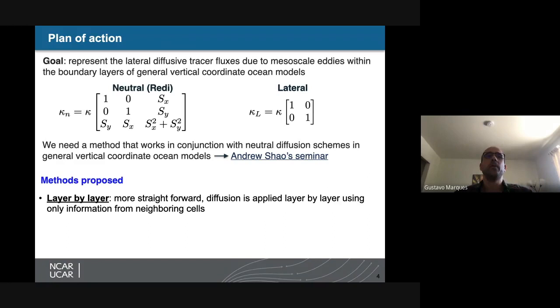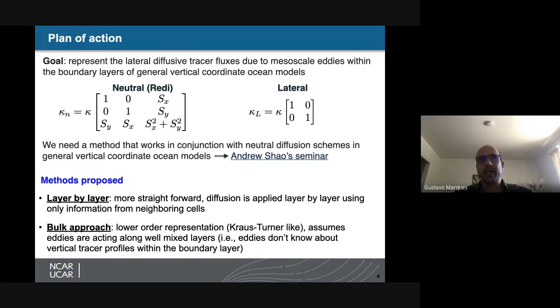We proposed initially two methods. The first one we call layer by layer, which is a more straightforward way of doing things, where diffusion is applied layer by layer using information only from the neighboring cells. And then we also had a second method, a lower order representation, Cox-Turner-like if you will, where the assumption is that eddies don't care if there is a vertical gradient in tracers within the boundary layer. They will mix regardless of this gradient.